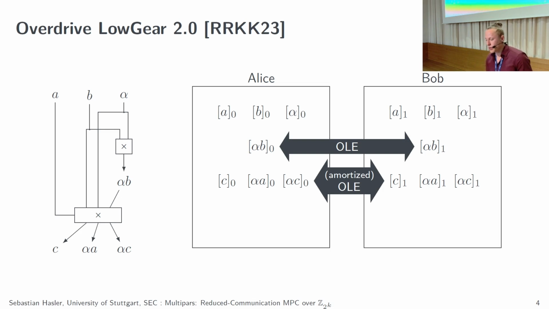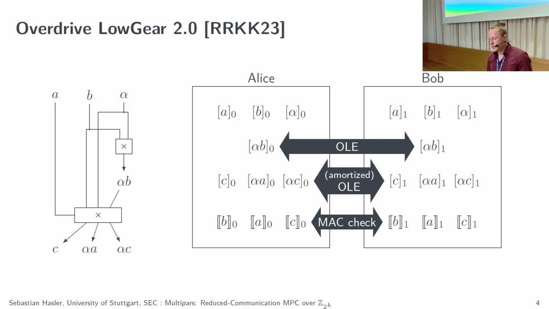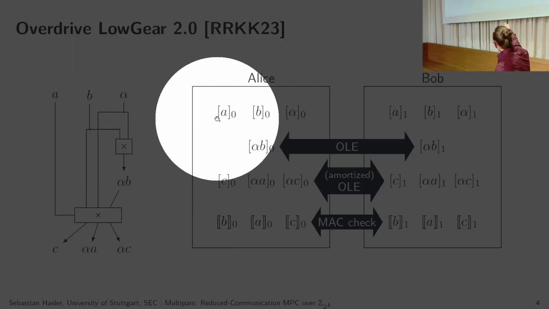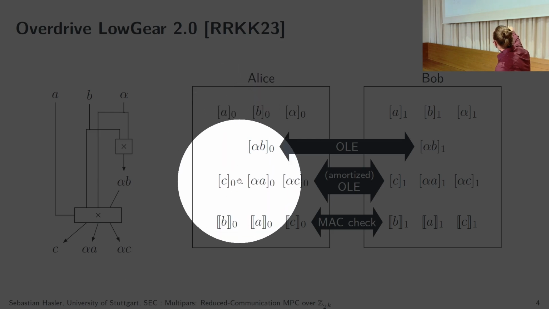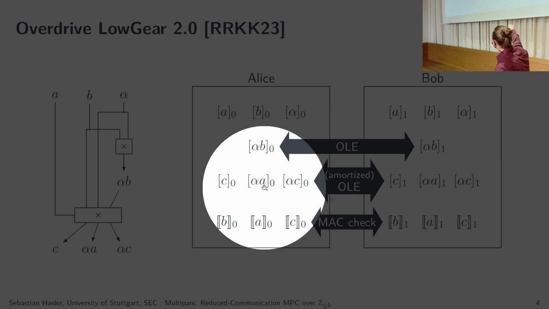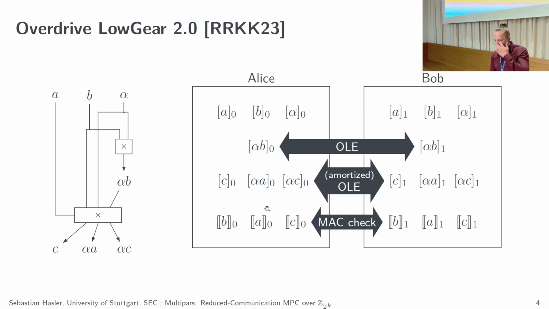And then, of course, there's a MAC check. In this MAC check, we just make sure that A times alpha is the same as the sum of the shares for alpha times A, and so on, so that all of these multiplicative properties of the MAC tags hold true. This is required for active security.